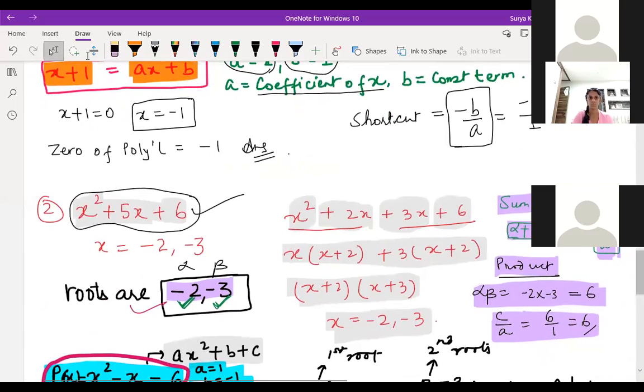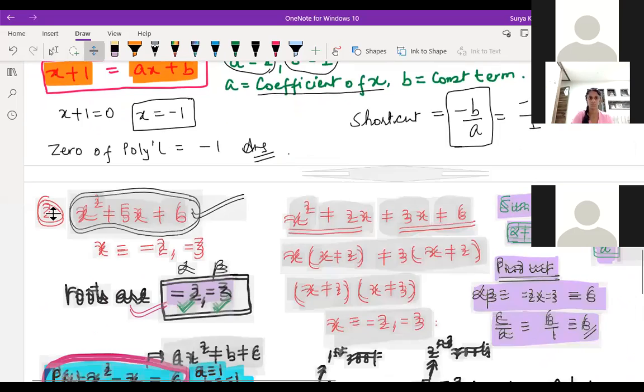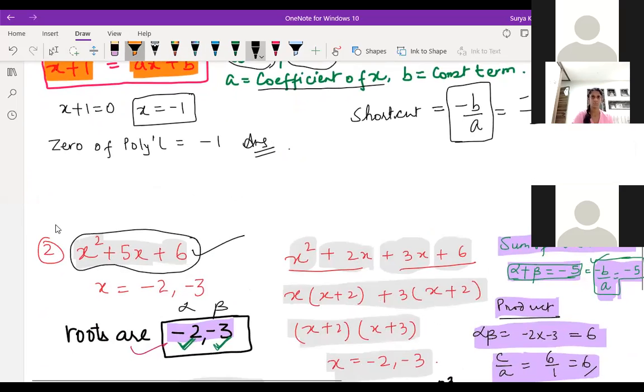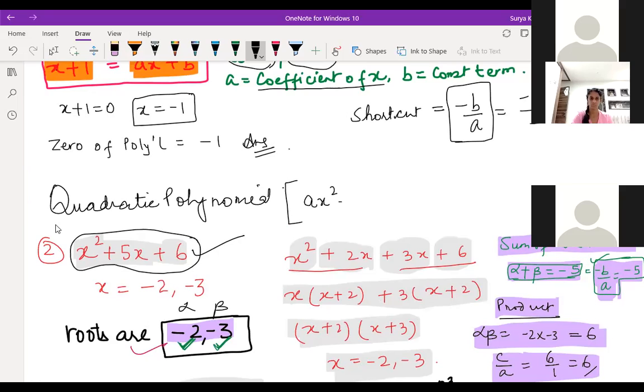For this quadratic polynomial, how to find the roots and so on, this is what I'm discussing now. Quadratic polynomial. The general term, I'm writing here, is ax square plus bx plus c. This is the general formula of a quadratic polynomial.